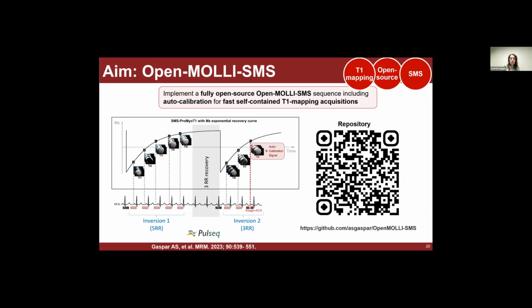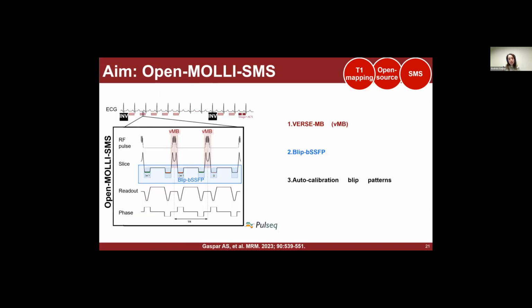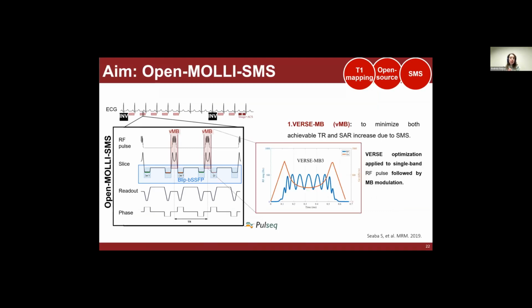Specifically, we implemented this combining 3 different methods. First, the VERSE multiband pulse, which allows us to have the shortest TR possible, which in balanced steady state free precession sequences is very important because the shorter the TR, the wider the pass bands and the fewer artifacts we will have. And with this implementation, we were able to decrease the time of the excitation pulse without many side lobes.